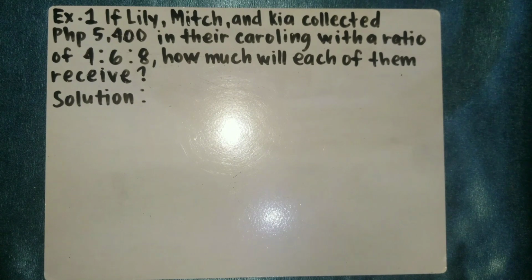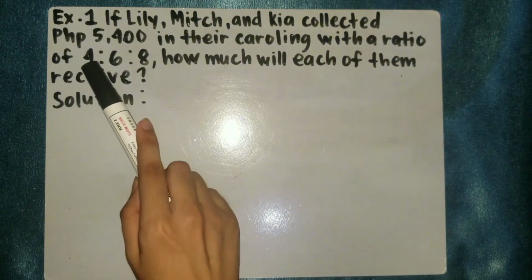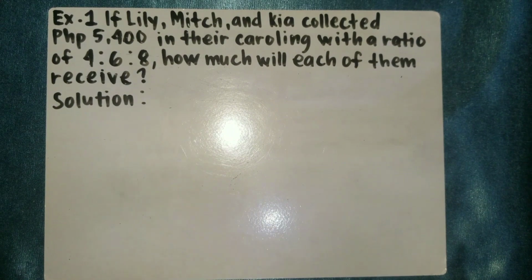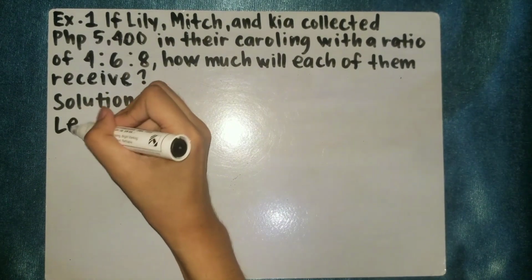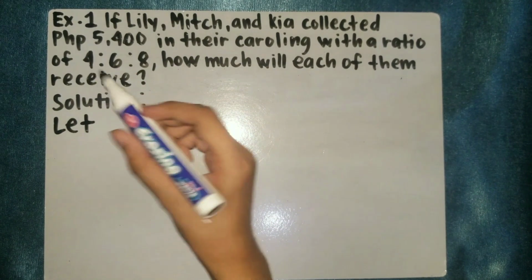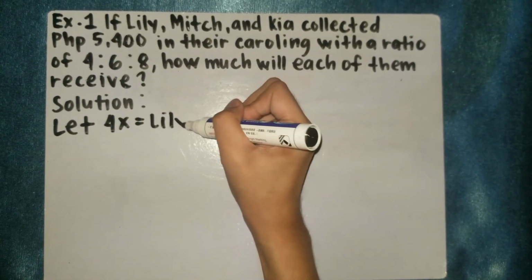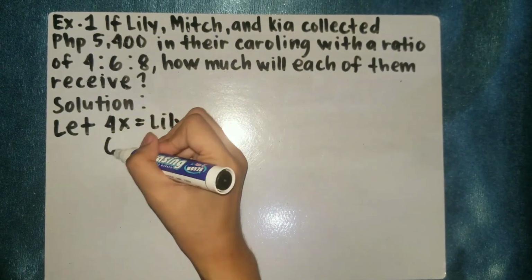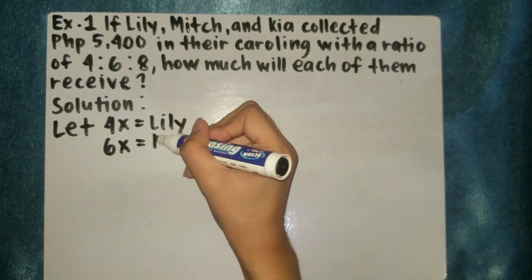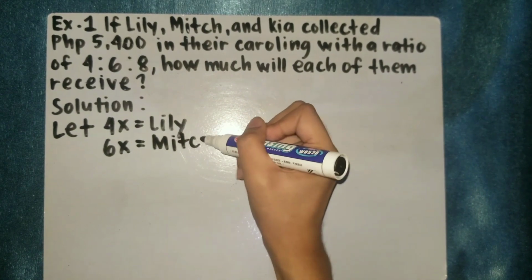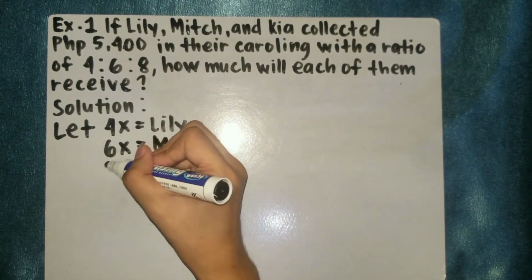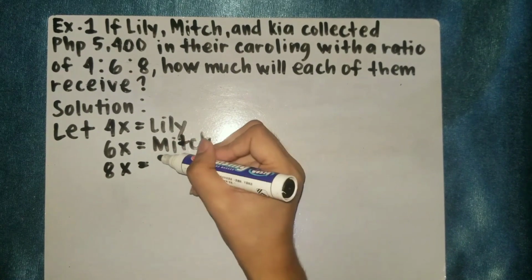So, para ma-solve natin yung problem na ito, una, kailangan muna natin malaman kung ano yung ratio ng ating problem. So, sa problem na ito, ang ating ratio ay 4 is to 6 is to 8. Then next, let this 4 equal for Lily. Then this 6 equal for Mitch. And this 8 equal for Kia.